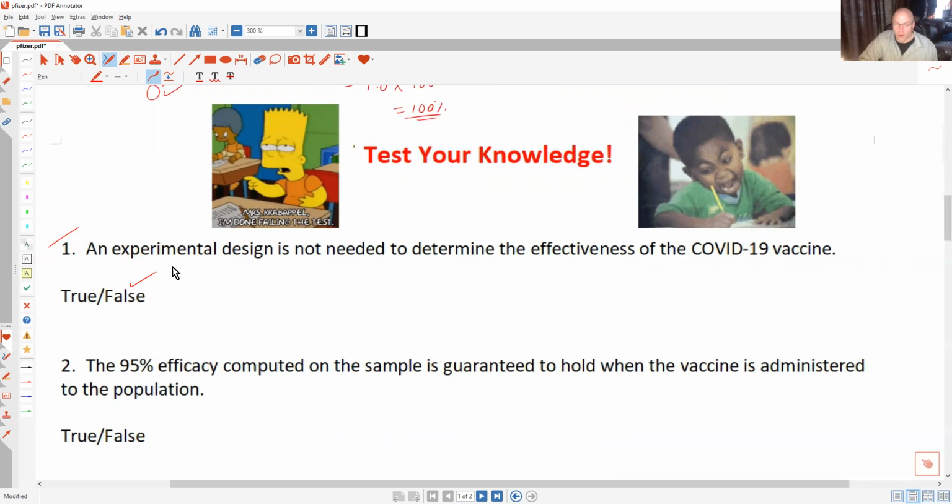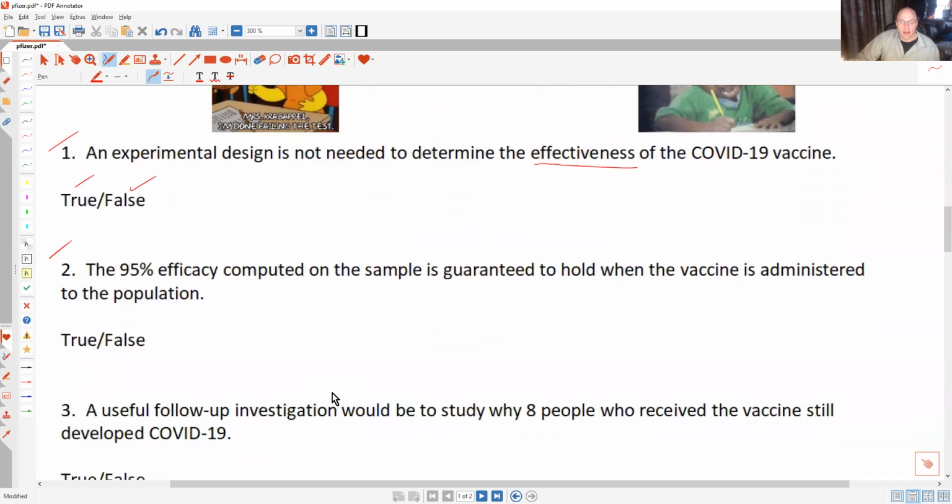Okay, so that one would be false. As mentioned, we definitely need the experimental design to determine the efficacy of the COVID-19 vaccine. Now, one little caveat here is this word is effectiveness. So if you picked up on that and you noted that there is a distinction between effectiveness versus efficacy, then you could have also answered true and also gotten the point there. So that's one of our favorite types of questions where whether you answered false or true, you can get the point either way.